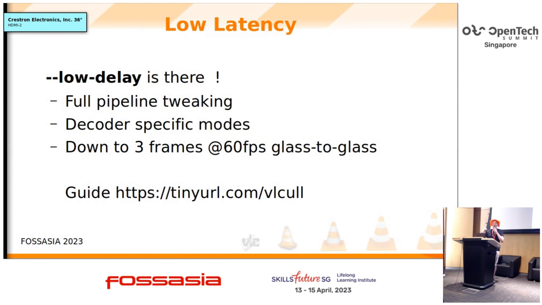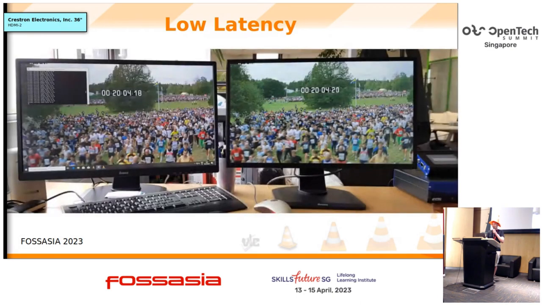We tweaked a lot of things. We are able to target some decoders which can do low latency, because you need some kind of specific profile. And we are around 50 milliseconds on a local network, which is really nice, which means less than 3 frames at 60 FPS. That's a screenshot of glass to glass, and you can see that the counter of the number of frames locally is around 2.5. So it is really hard to see the latency now. But that's a specific mode.